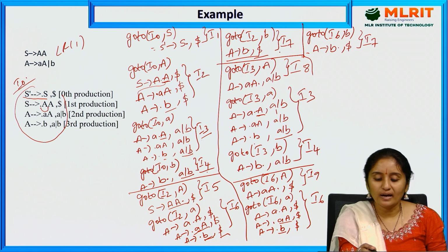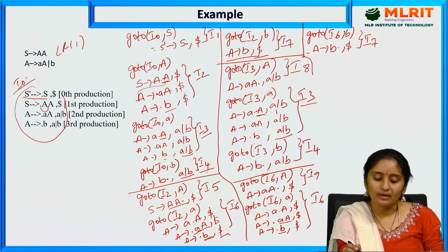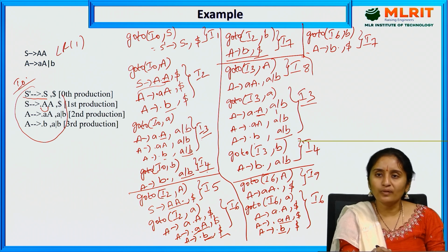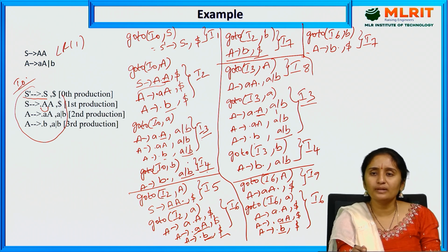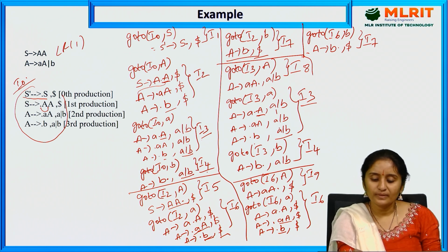Then go for I7. A tends to B dot. After dot there are no productions, so I7 is also completed. Check I8. It is also done. After I8 again I have I3. Already I3 is written initially and we have applied goto function on that. So we are not going to do it again. Duplicates are not done. Only once we are going to do it here.